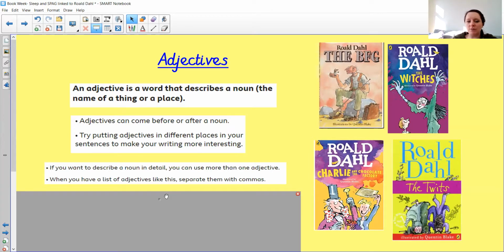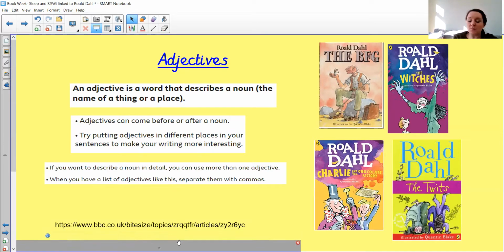And if you're a really good writer, you might have thought about that when we use more than one adjective, more than one describing word, we put a little comma, just like this comma here, to separate them. Now, before we go any further, I'd like you to remind yourself a bit about adjectives. And rather than me telling you all about adjectives, I'd like you to go to this BBC website. I've given your parents the link, and there's some games and some videos that you can remind yourself all about adjectives. So if you pause me now, you can go and have a look.